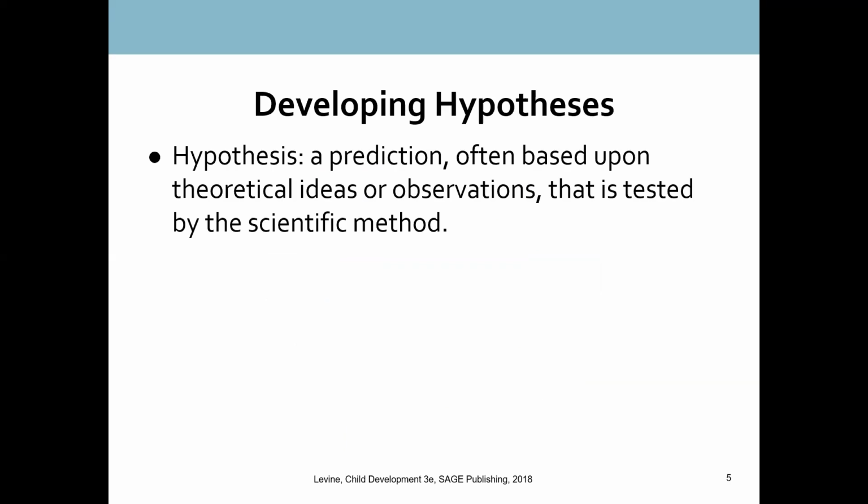Okay, let's go on. We're going to go through a lot of those steps, and one of the first is to develop a hypothesis. As I mentioned, a hypothesis is a prediction or a question, often based upon theoretical ideas or observations, and it's tested by the scientific method. Sometimes a hypothesis comes directly from an existing theory. Perhaps some other researcher published a theory, and I read it and say, if that theory's true, then this should be true. A theory often leads to many specific predictions or many specific hypotheses.